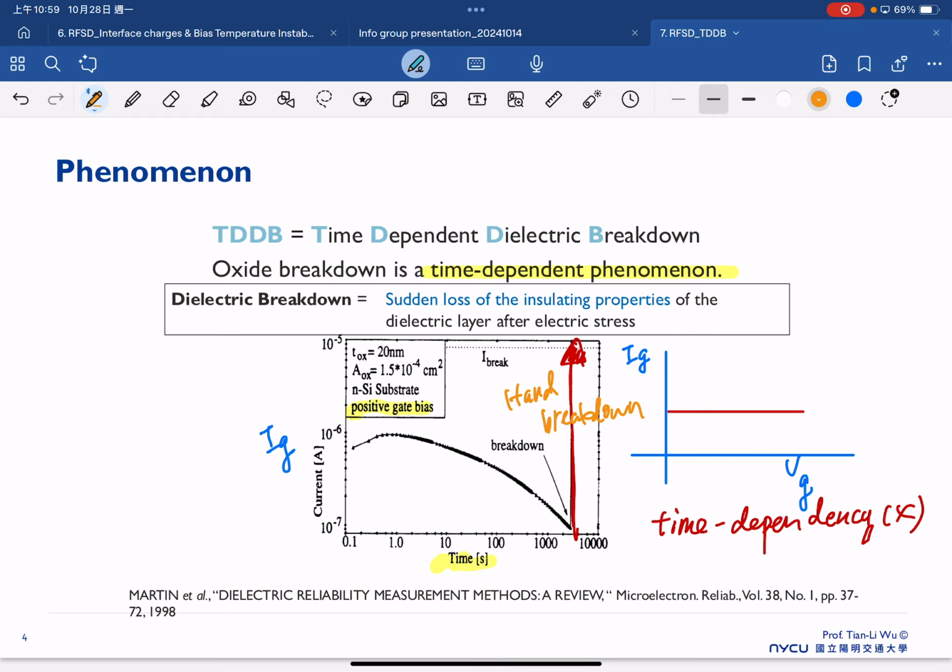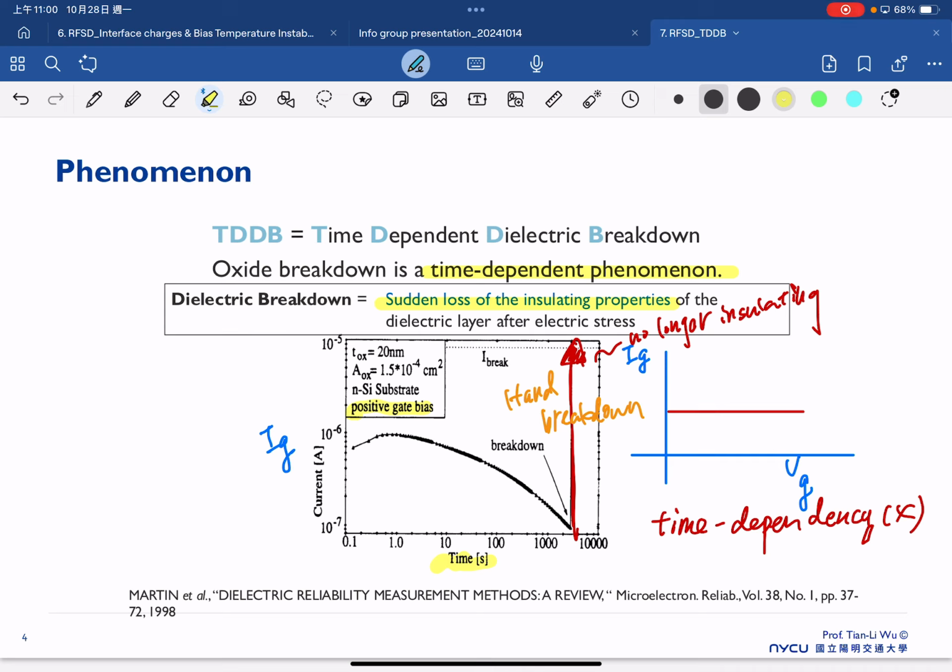Because the current increases very fast, that means this dielectric is no longer insulating. Because the purpose of a dielectric is that we want to have perfect insulating property, but now we don't have insulating properties anymore. So dielectric breakdown means a sudden loss of the insulating property of the dielectric layer after electrical stress.